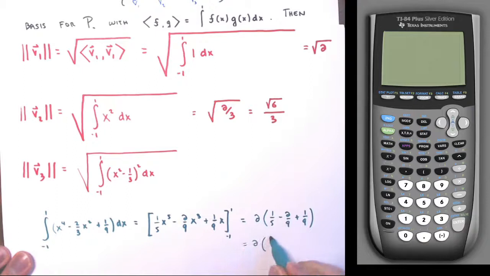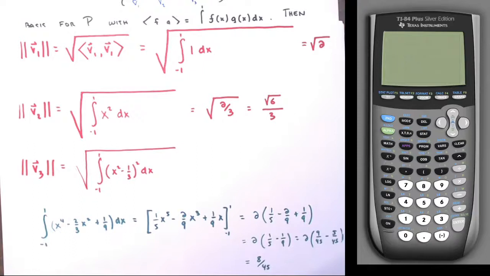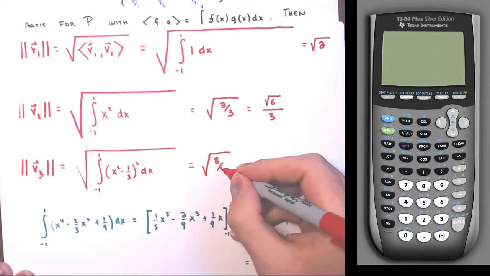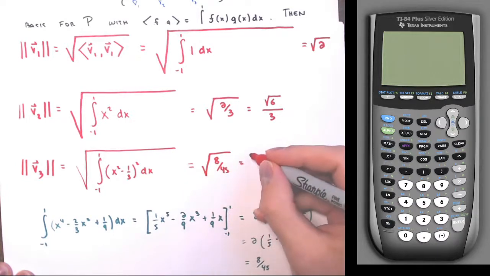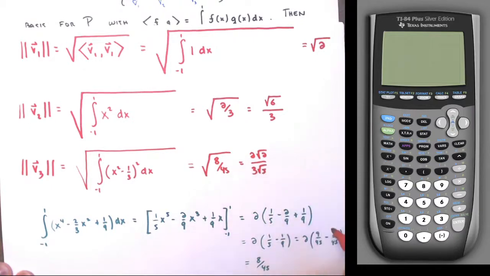And it's 2 times a fifth minus a ninth, which would be 2 times 9/45 minus 5/45. That's 4, so 2 times 4/45. That's 8/45. So we're getting the square root of 8/45, which is 2√2 in the numerator, 3√5 in the denominator, the square root of 45. And like I said, I'm going to be multiplying by the flip of this.